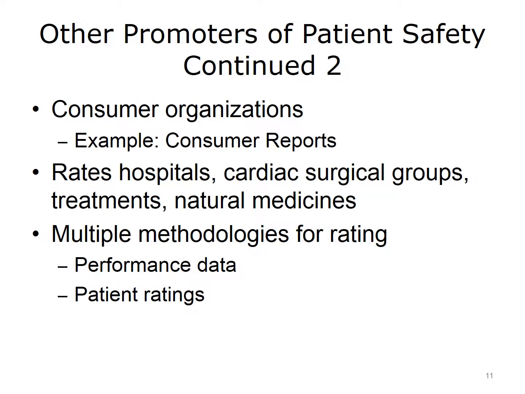Consumer organizations, such as Consumer Reports, also help to promote patient safety. Consumer Reports has released comparative data on hospitals, cardiac surgical groups, treatments, and even natural medicines. This organization uses multiple methods to generate its ratings. For example, it uses performance data from the Society of Thoracic Surgeons to rate cardiac surgeons. In another example, it uses patient ratings based on a federal government survey called the Hospital Consumer Assessment of Healthcare Providers and Systems Survey, also known as the HCAHPS survey, to rate hospitals.